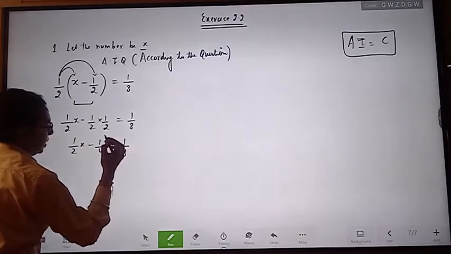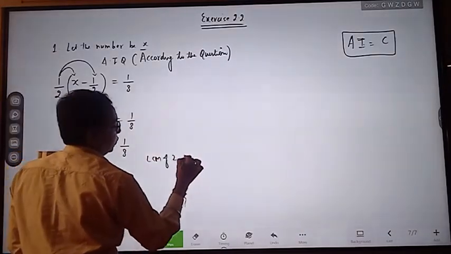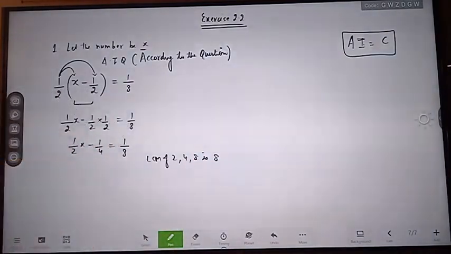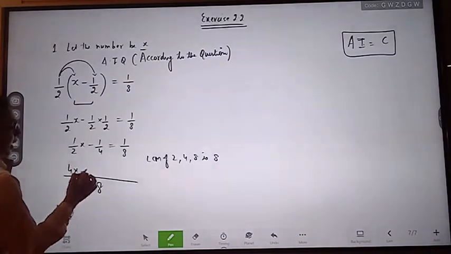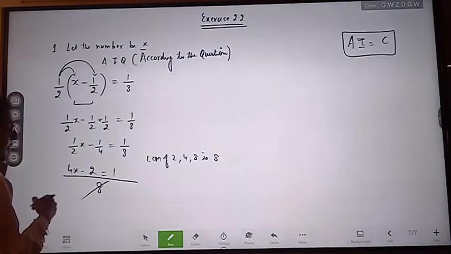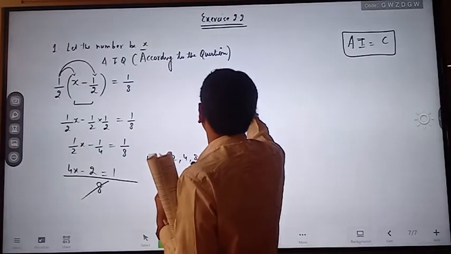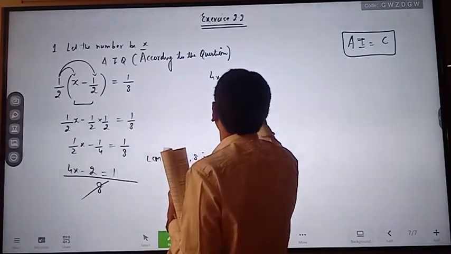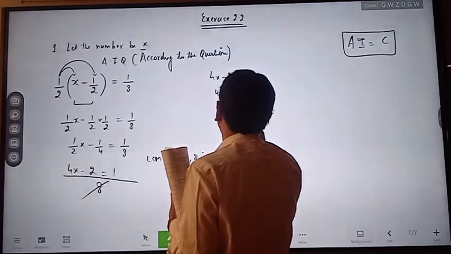Take the LCM, better. LCM of 2, 4, 8 is 8 because 8 is divisible by every number here. 8 divided by 2 is 4x. 8 divided by 4 is 2. 8 divided by 8 is 1. Discard the LCM. So we are getting 4x minus 2 is equal to 1. 4x, here minus 2, there plus 2, 4x is equal to 3, here multiply, there divide.